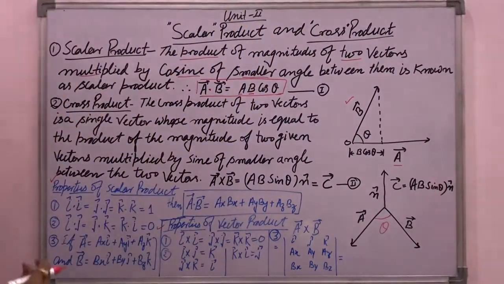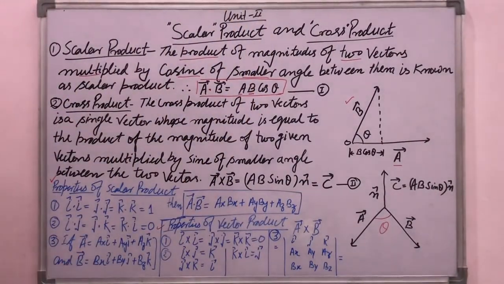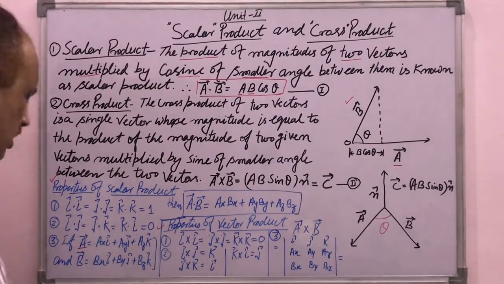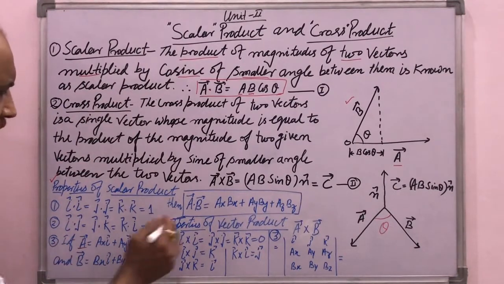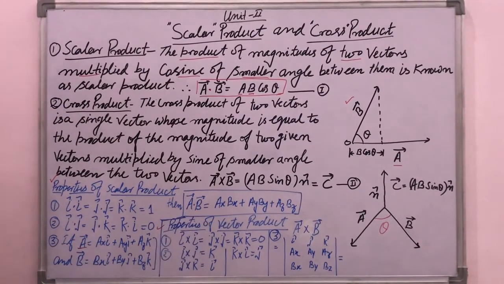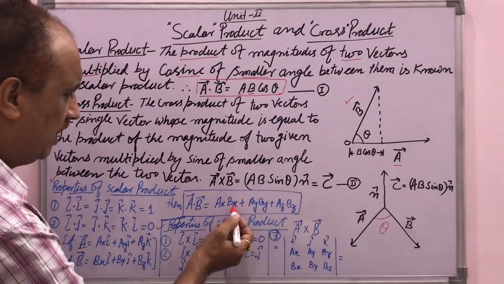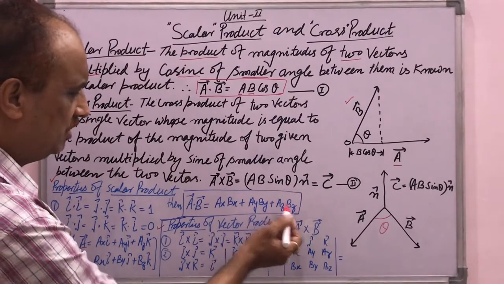And next, the third property: if we consider the two vectors, A equal to Ax i plus Ay j plus Az k, and B equal to Bx i plus By j plus Bz k, then when we multiply these two under the dot product, the scalar product A dot B will be equal to AxBx plus AyBy plus AzBz.